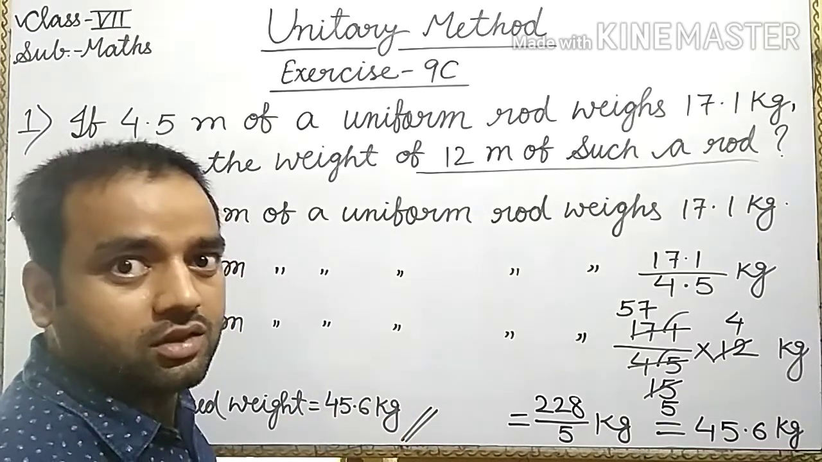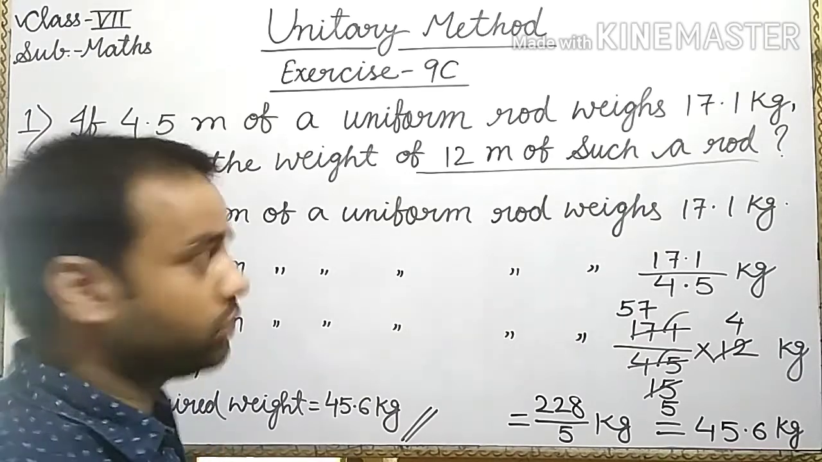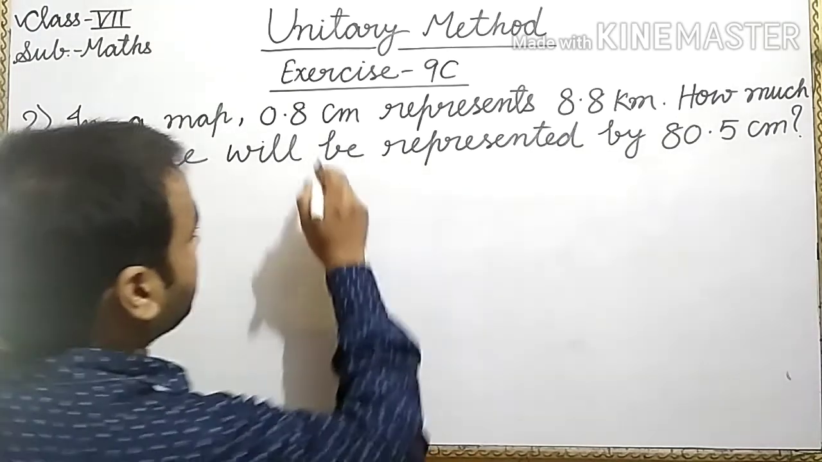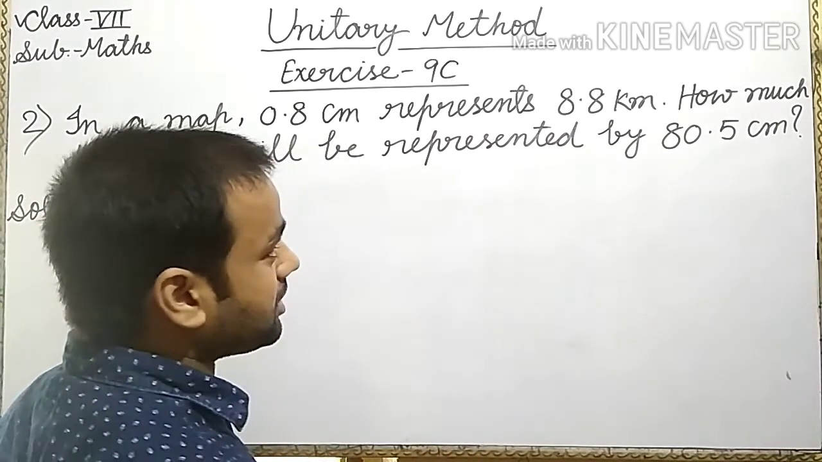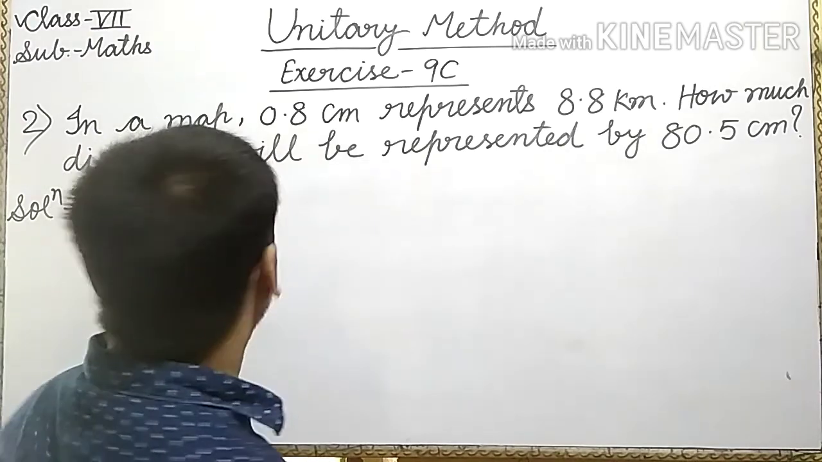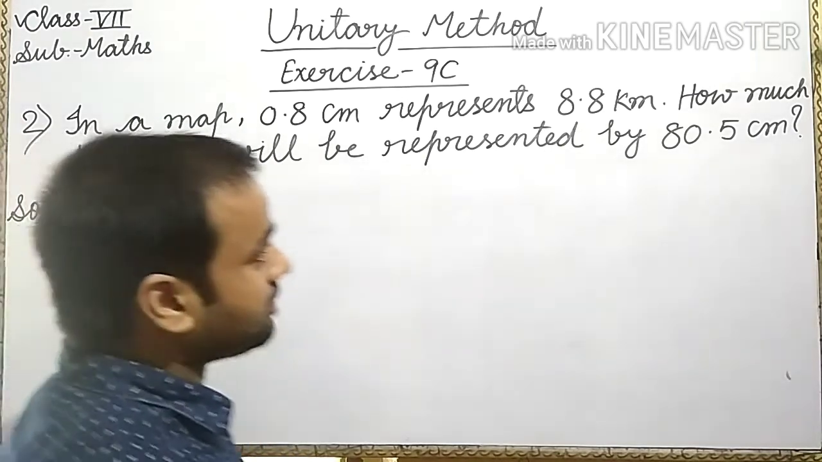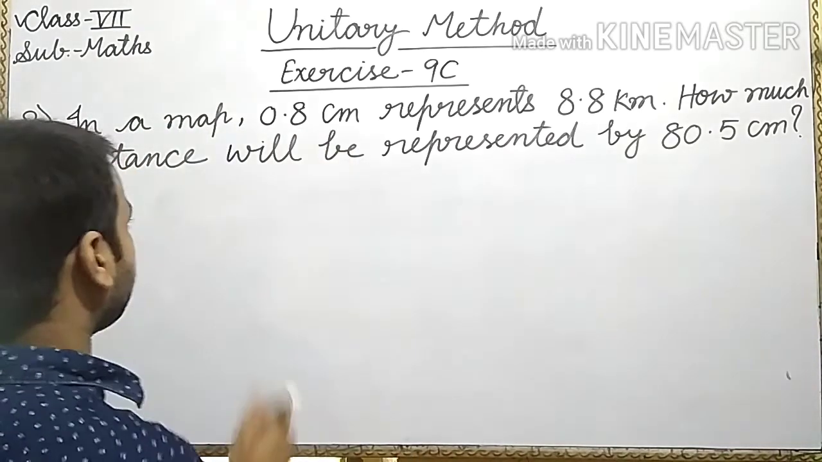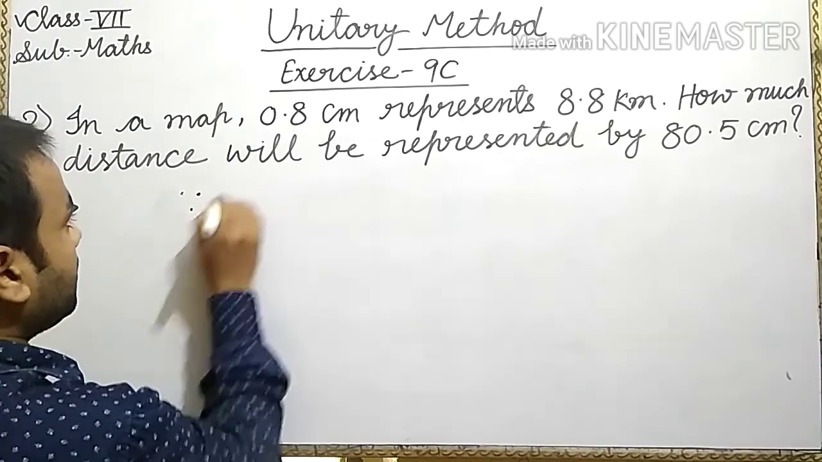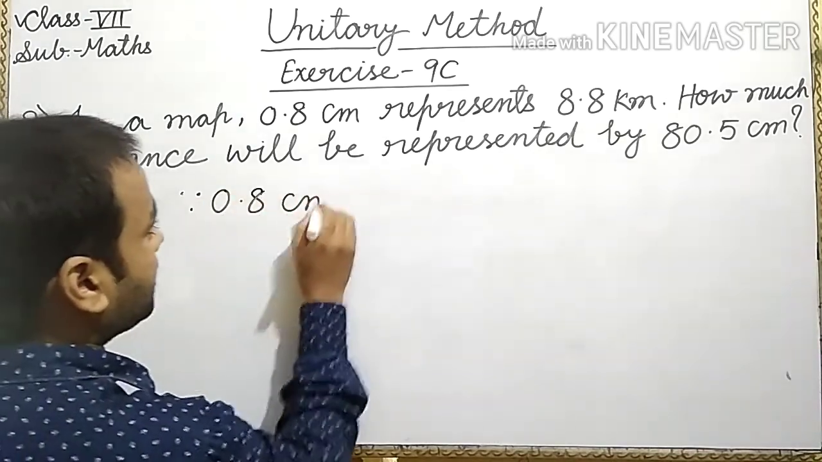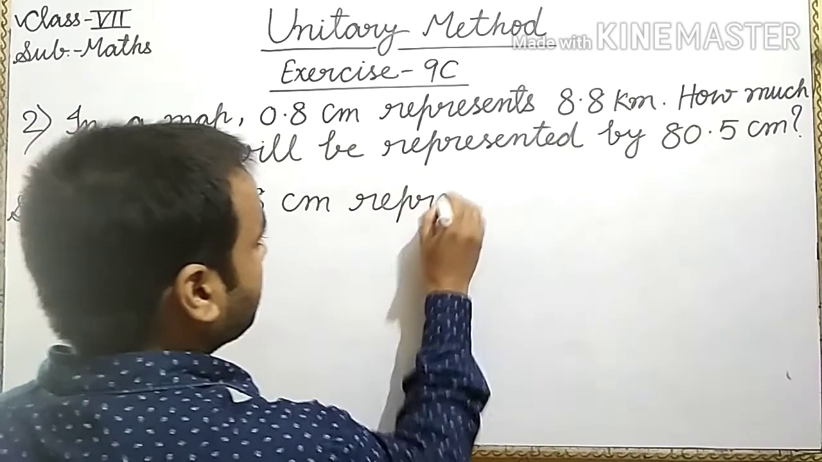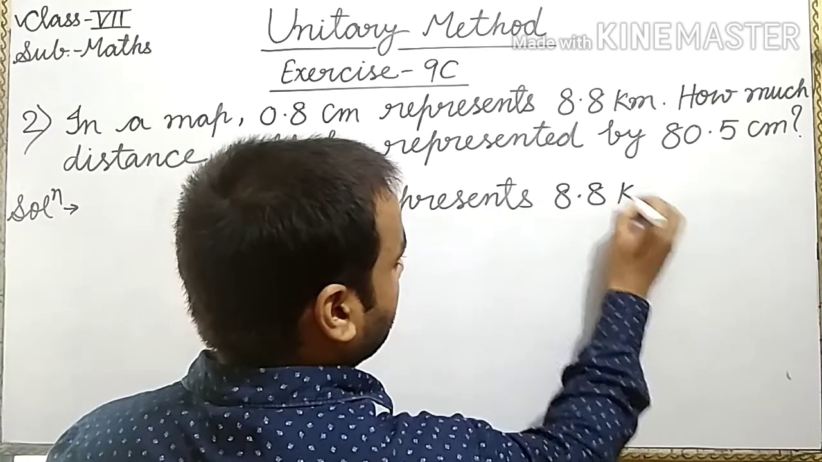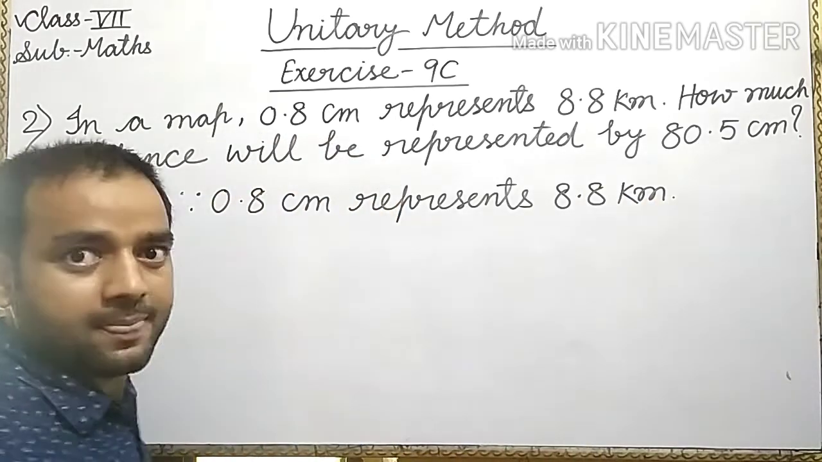Is it clear? Now let us discuss question number 2. In question number 2, in a map 0.8 centimeter represents 8.8 kilometer. How much distance will be represented by 80.5 centimeter? So here first statement rewrite: since 0.8 centimeter represents 8.8 kilometer. Is it clear?